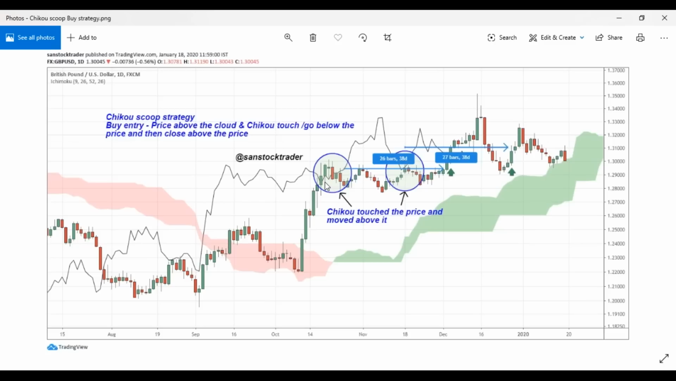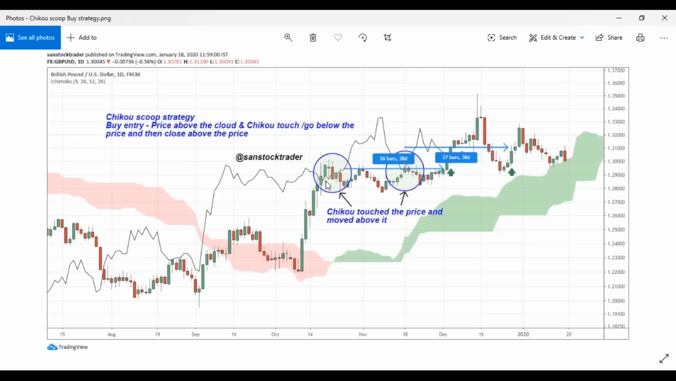Now here what we want to utilize is when the trend is bullish, I want to buy at a lower level. So how can I get that lower level? What I will do is wait for this Chikou to touch the price. Here Chikou touches the price.